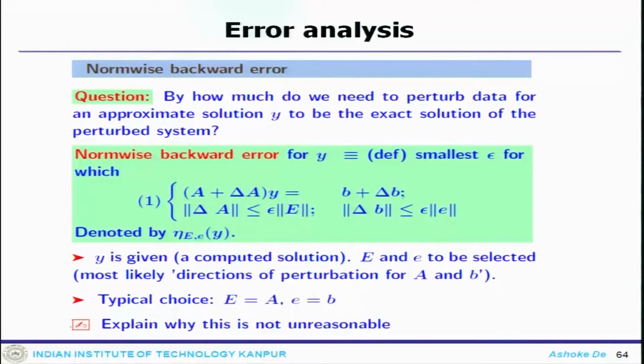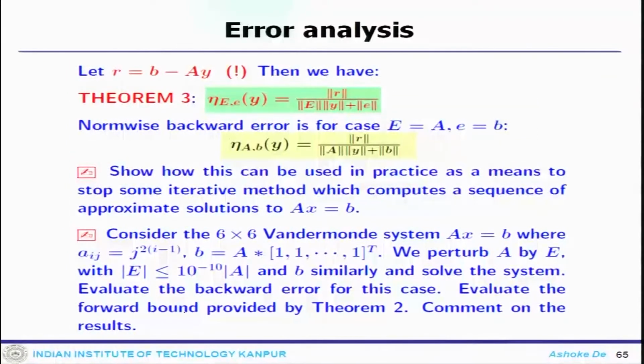So, the backward error of y is the smallest epsilon for which (A plus delta A) y equals B plus delta B, with the norm of delta A less than or equal to epsilon E, and the norm of delta B less than or equal to epsilon e. Here y is the computed solution, and E and small e are selected for the perturbation. A typical choice is that E is A and small e is B. Why is that not an unreasonable choice?